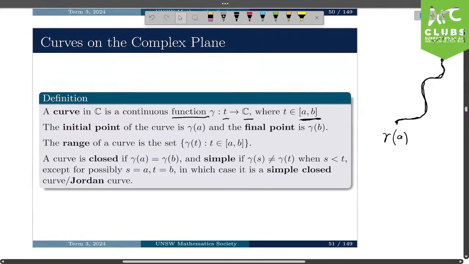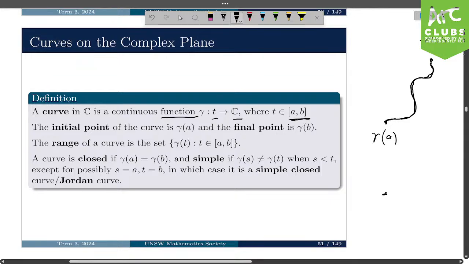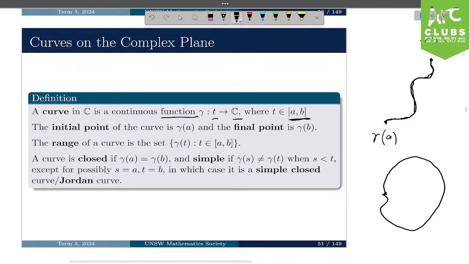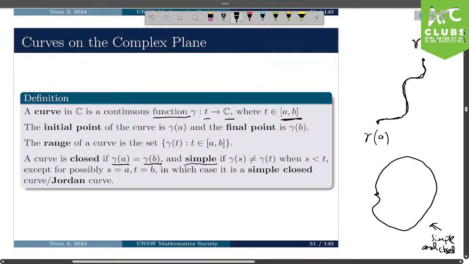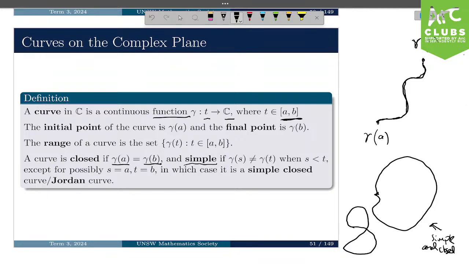And a curve is closed if intuitively it just forms a loop, right? And what that would mean in terms of our definition is that the function value at the start of the interval is equal to the function value at the end of the interval. We also call the curve simple if it doesn't cross itself, right? So this one is simple and closed. But a closed curve that looks like this would not be simple because it crosses itself here.